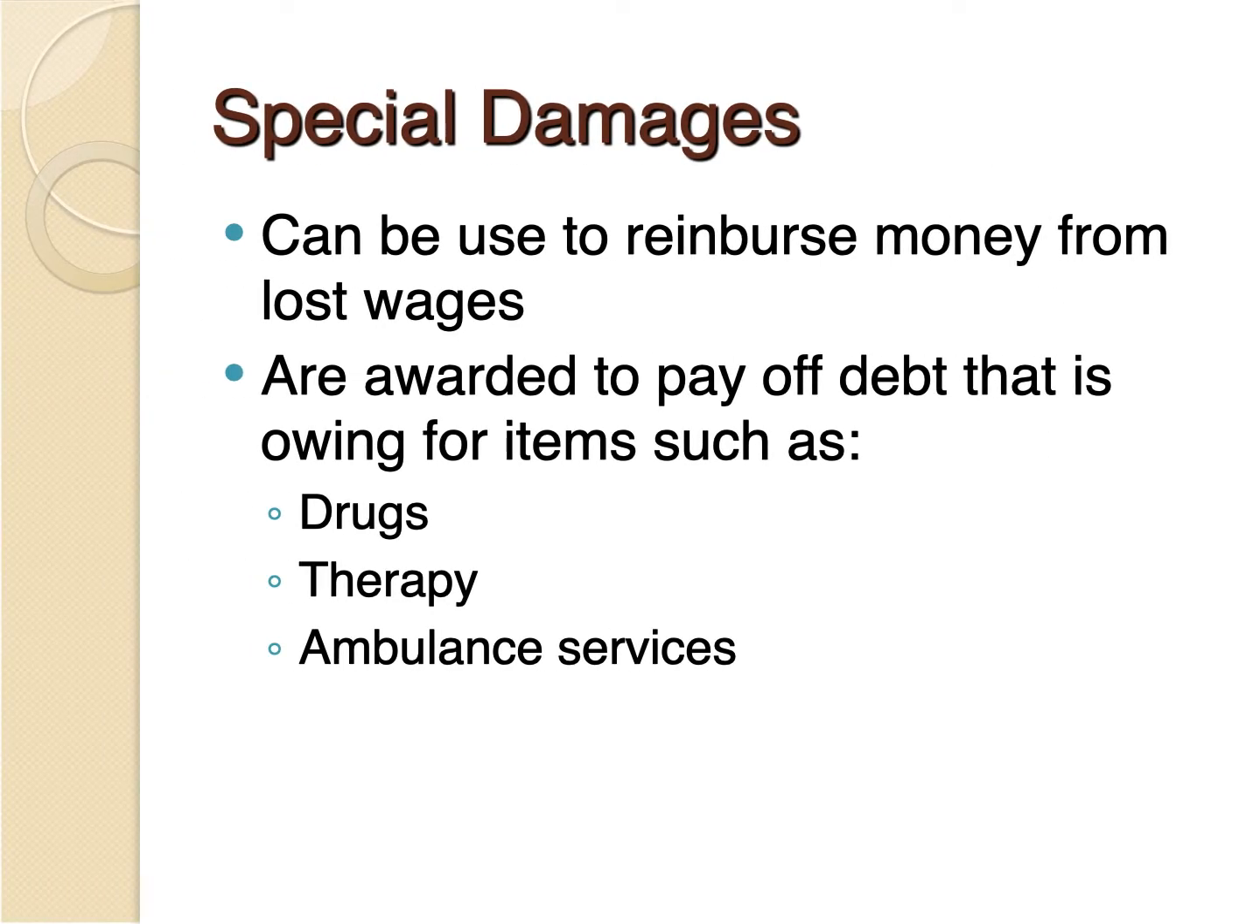Special damages can be used to reimburse money from lost wages. Special damages are awarded to pay off debt that is owing for items such as drugs, therapies, and even ambulance services. One thing people sometimes forget is that in British Columbia, even if you have a care card, calling an ambulance is usually not covered by the public health plan. So an ambulance visit usually will start around $80.